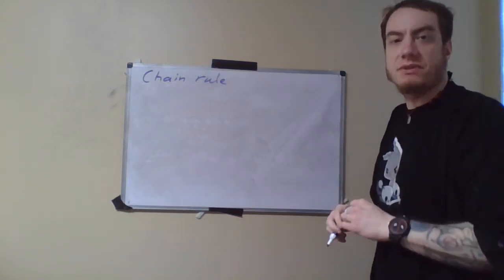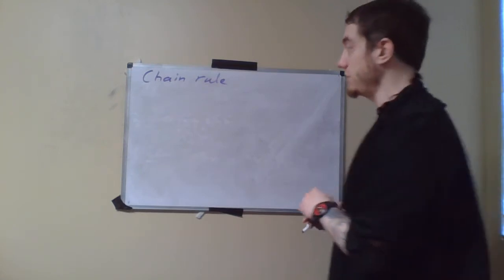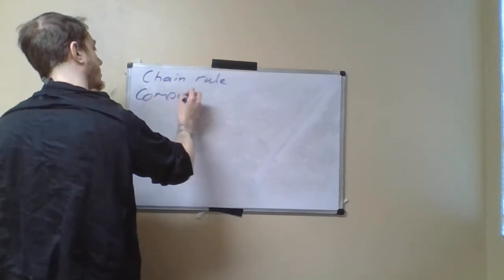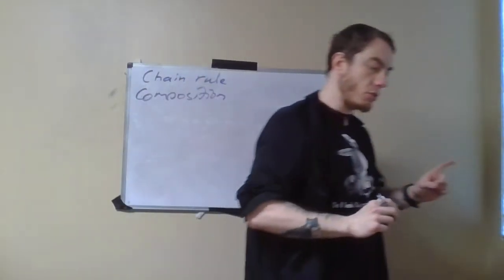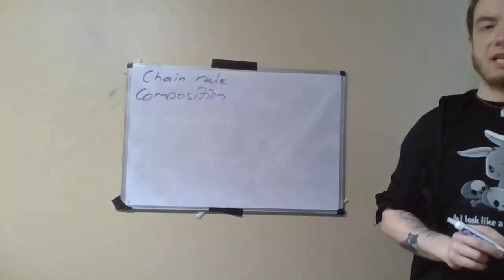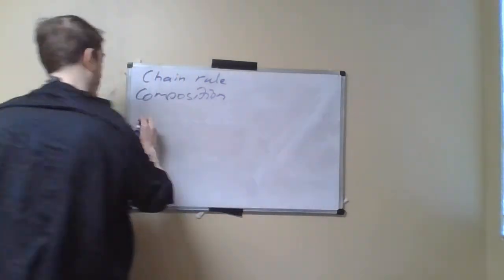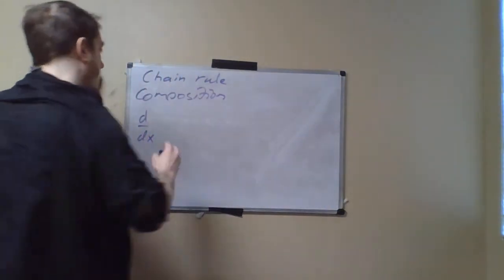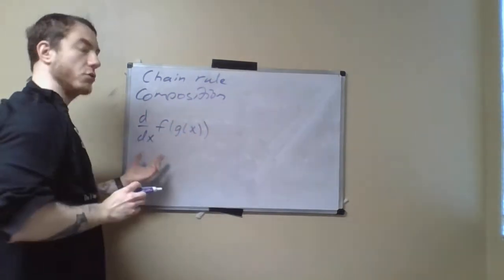But that leaves out one of the most important ways that you can build new functions out of old ones, and that is composition. So today we're going to start looking at what do you do if you have two functions composed together. In other words, we're asking ourselves what happens if you are taking the derivative of f of g of x. In other words, f composed with g.